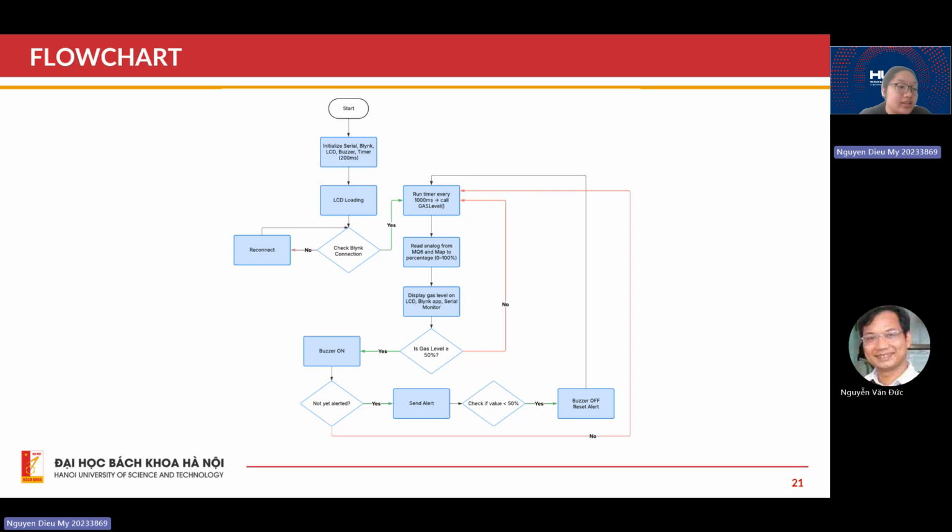And now I will present the flowchart of our gas detection and alarm system using ESP32, MQ6 sensor, LCD, buzzer, and Blink app. The process will begin with initializing all the necessary components, including serial monitor, Blink, LCD, buzzer, and a timer that runs every 1 second.